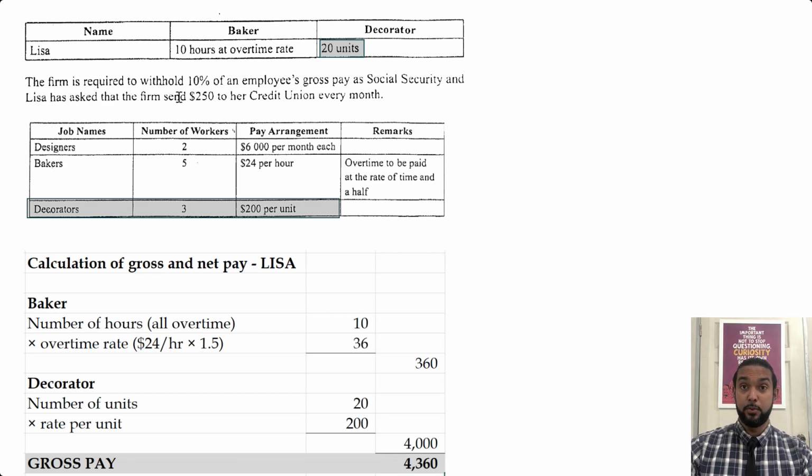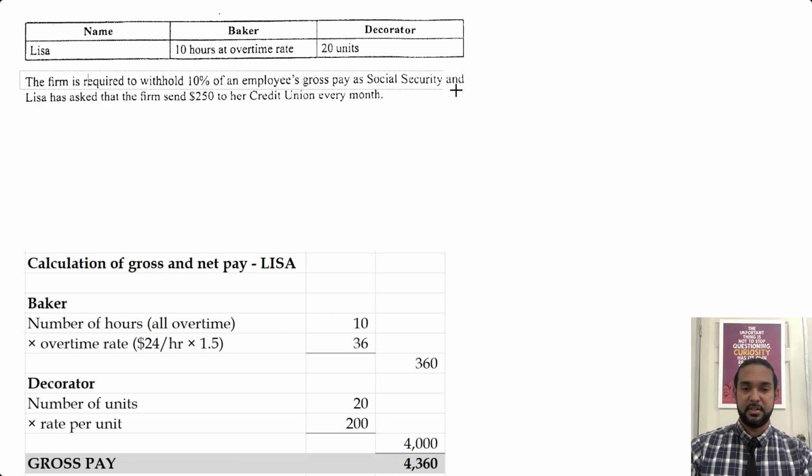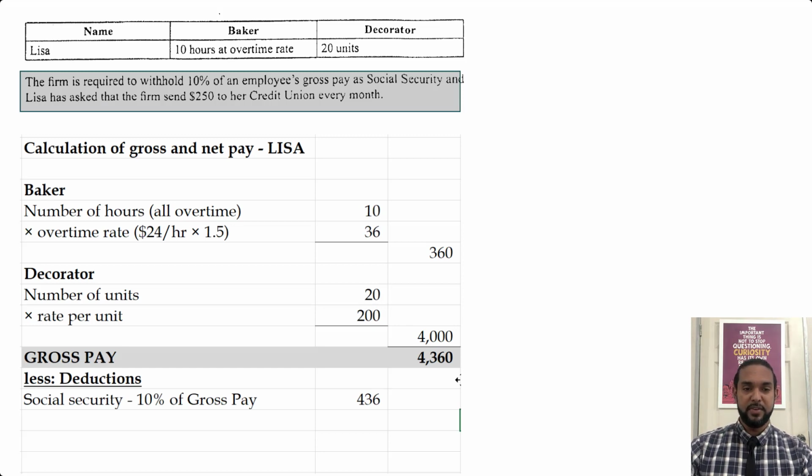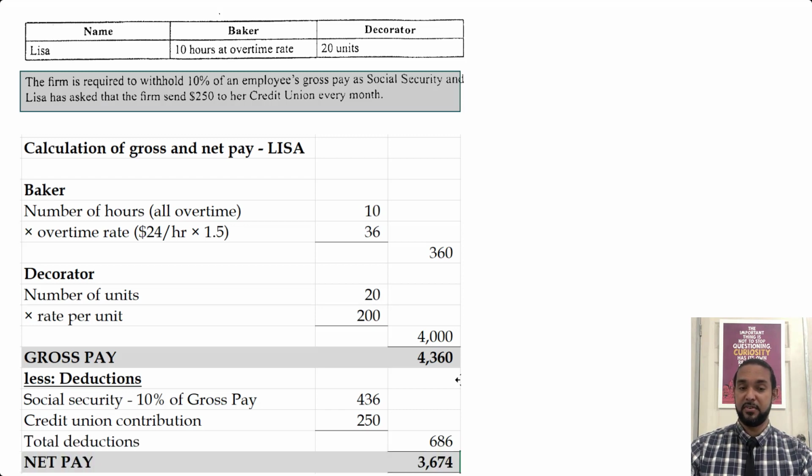Now, we have some more information regarding her deductions. They tell us that the firm is required to withhold 10% of the gross pay as Social Security, and Lisa asked the firm to send $250 to her credit union. So we have 2 deductions. Less deductions: the Social Security is 10% of gross pay. 10% of 4,360 is 436. We have no calculation for the credit union contribution, which is just 250. The figure was given to us in that paragraph. We add those two together to get 686, and we subtract that from the 4,360 to get 3,674, which is Lisa's net pay. Okay, there you have it, guys.